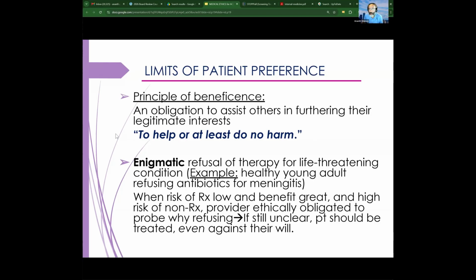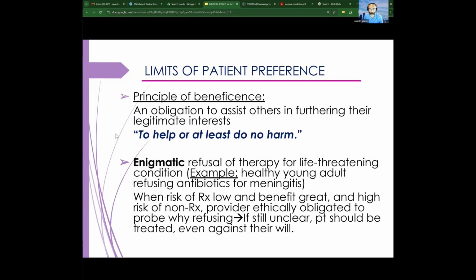And so we have an obligation to assist others, our patients, and to help them, and at the same time, as much as we can, to do no harm. This is a challenging situation because, on one hand, the patient has the right to refuse treatment for a life-threatening condition. Here, meningitis. However, even though there is some risk with antibiotics, the risk is rather low compared to the risk of disability and death with meningitis.